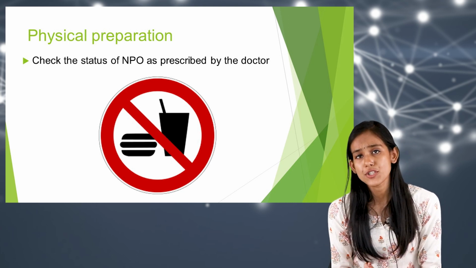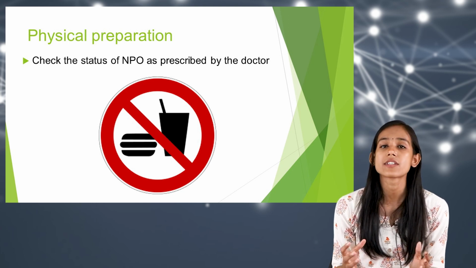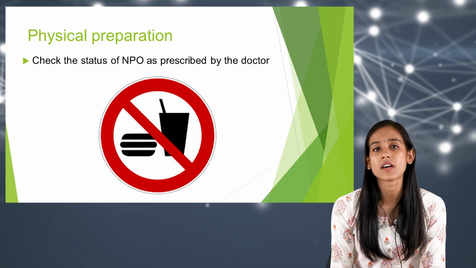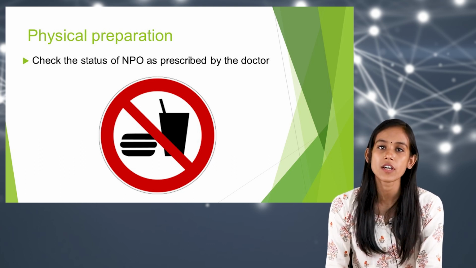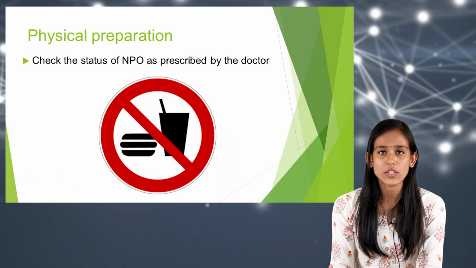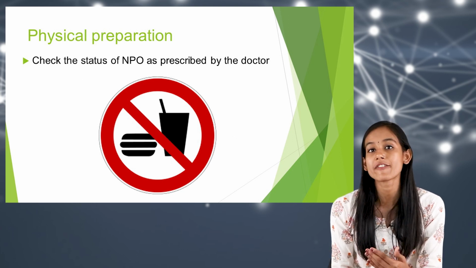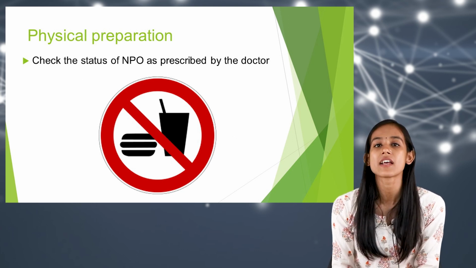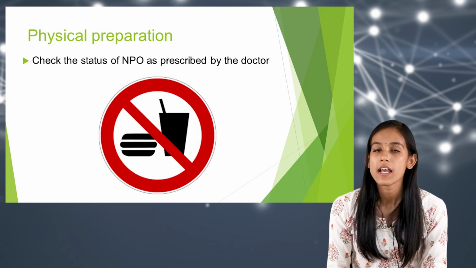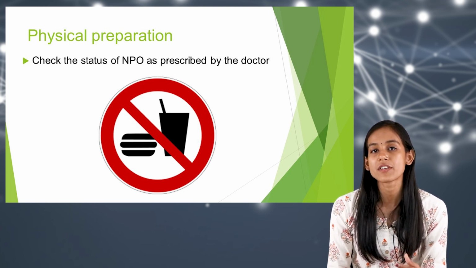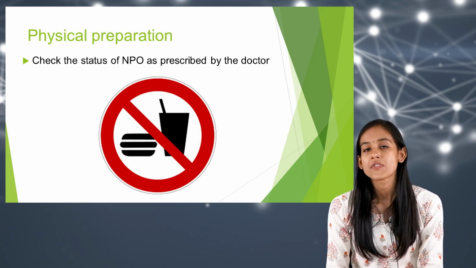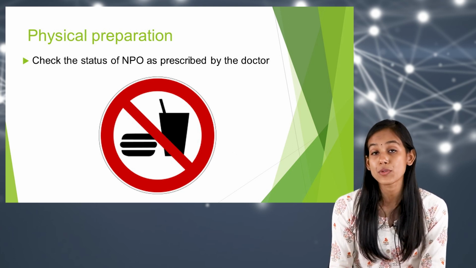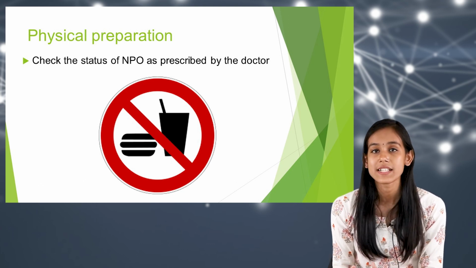You should make sure that the child did not eat anything, because they are in a stage where they don't understand the importance of this particular procedure or whatever has been advised. So you have to be very cautious, and in the pre-operative phase, you have to make sure that the child did not eat anything. So the first thing that we are going to do is check the NPO status.